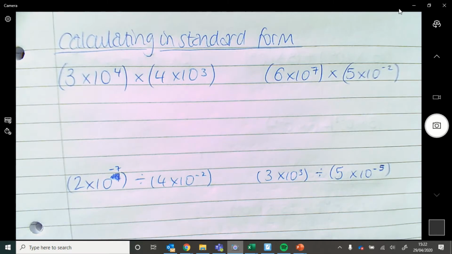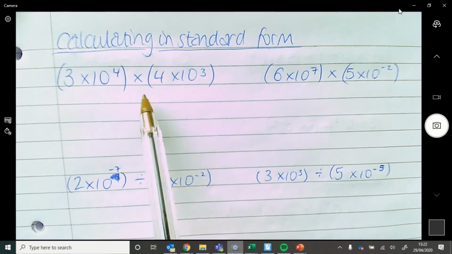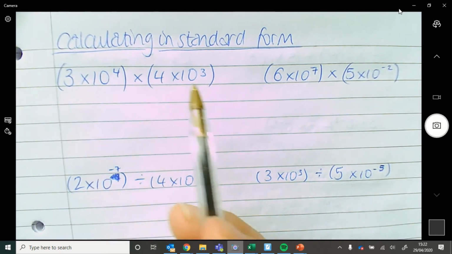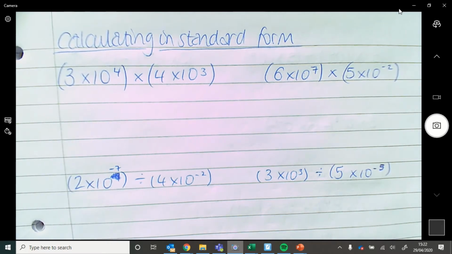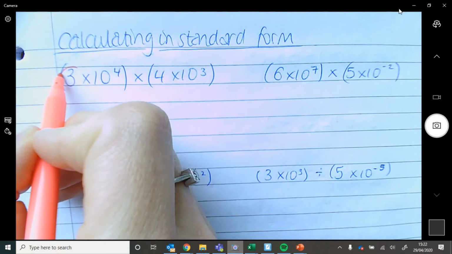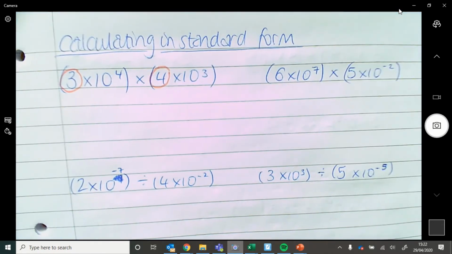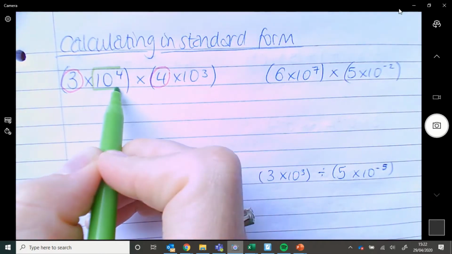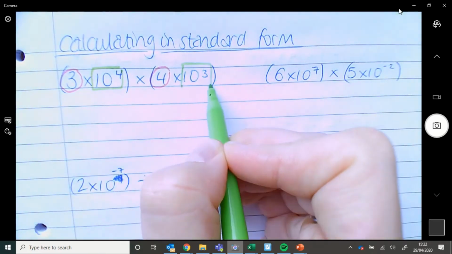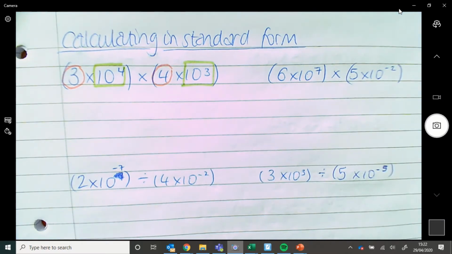Okay, so first one. When I'm multiplying or dividing within standard form, I want to think about 2 things separately. The first thing I want to think about is what happens when I multiply or divide the numbers. And the second thing is what happens when I multiply or divide the powers of 10, and I'm going to treat them together. So I'm going to look at the numbers first of all.